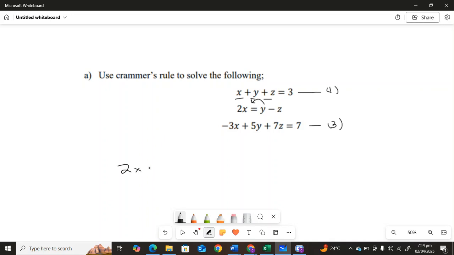So it becomes 2x minus y. This is a positive y here, so it becomes minus. This negative z also, we take it over the equal sign, plus z, then we equate it to 0.